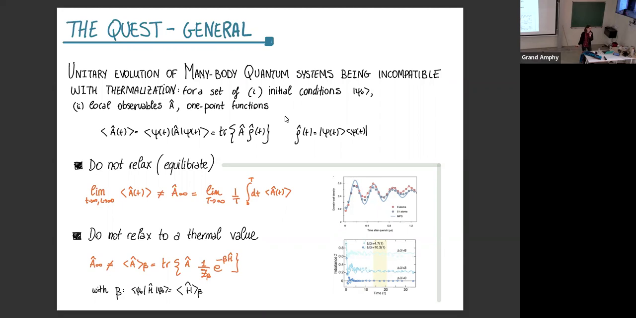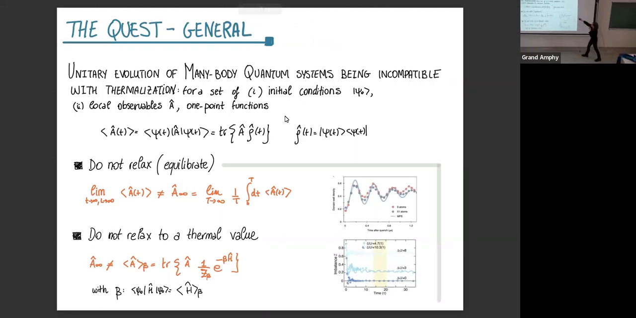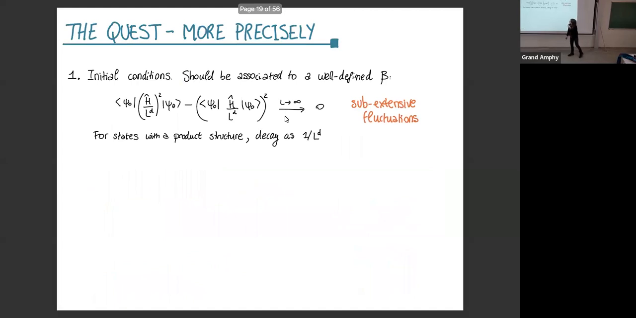What I will call it is weak ETH violation in a minute. Okay, so before, so far it's a bit empty, this definition, because one has to be a bit more precise about initial conditions and what type of observables you are interested in. So just to be more precise about initial conditions, I think that when you think about thermalization in this setting, you should ask that you have such convergences of one-point function for any possible initial condition that you can think of.